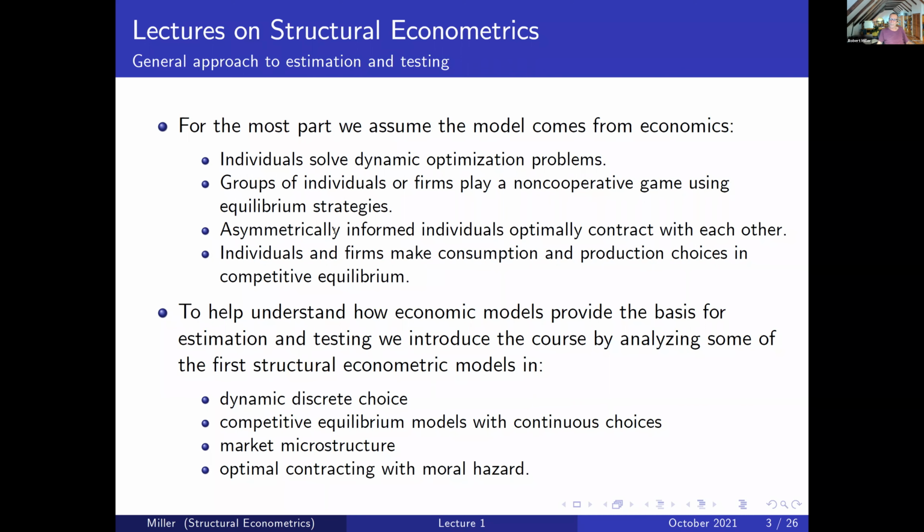And then we start getting a little bit more complicated as we think about asymmetrically informed individuals, individuals with different amounts of information from each other, contracting with each other, what you would expect under those kinds of conditions. And the other thing that we will naturally take for granted in the background, if not in the foreground, is that people are making consumption choices and production choices in competitive equilibrium. So the competitive equilibrium was always a reasonable sort of background situation for other markets that we're not focusing on.